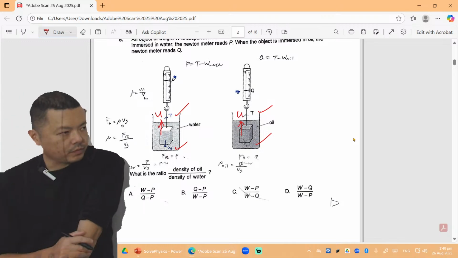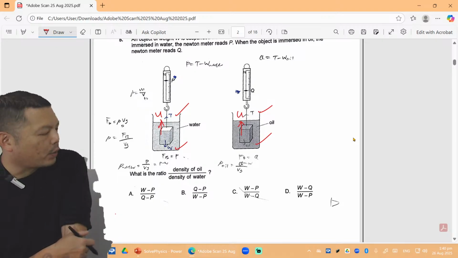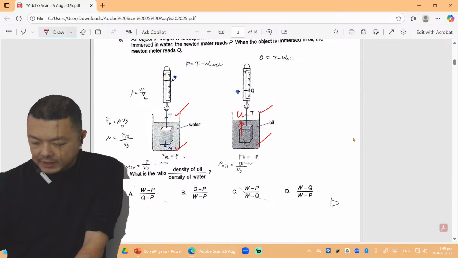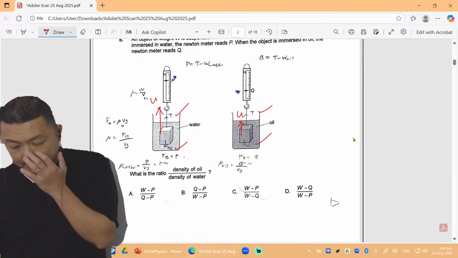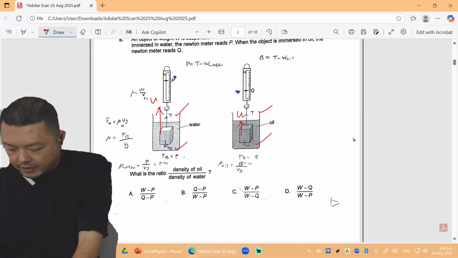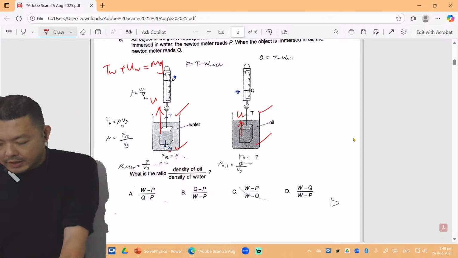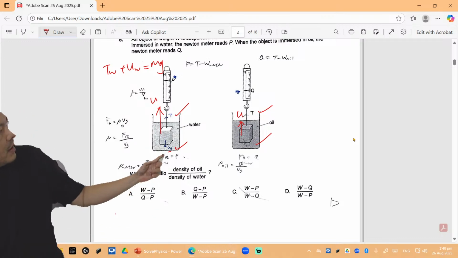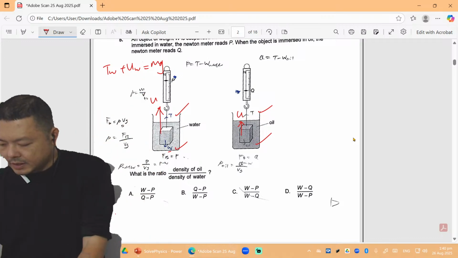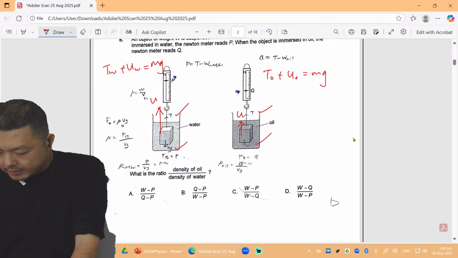Upthrust is rho Vg. Water has a greater density than oil, so I would expect the upthrust of water to be bigger, and therefore the tension in the water will be less. So it's like TW plus UW equals mg. I would use mg, I wouldn't use W. That's my habit. I'd rather use mg than W because sometimes it's easier. So then T oil plus U oil equals mg again.